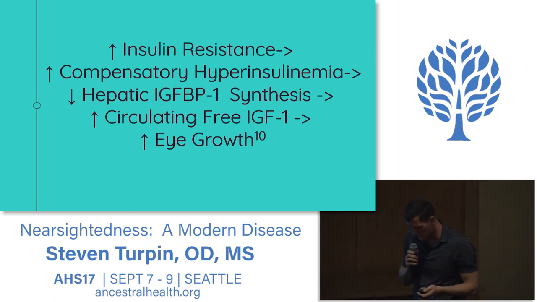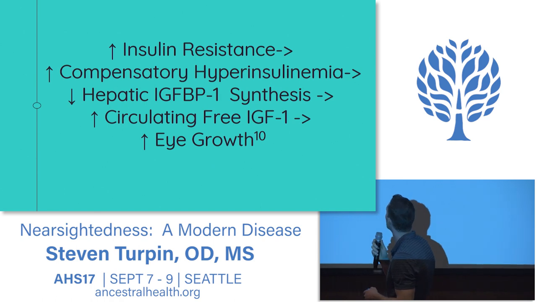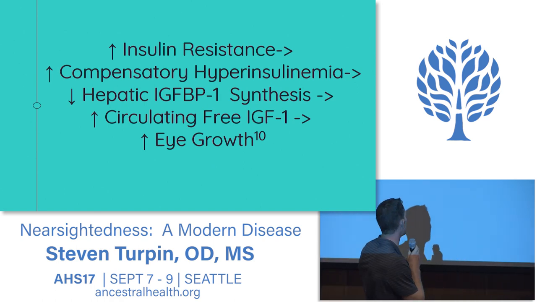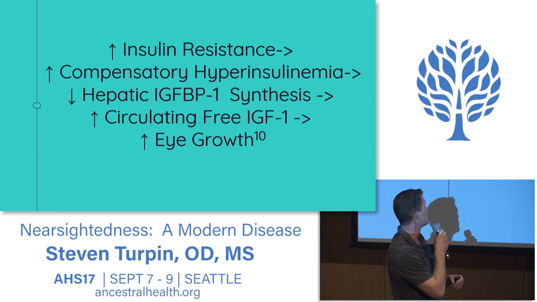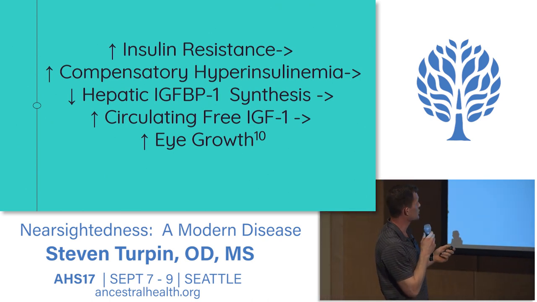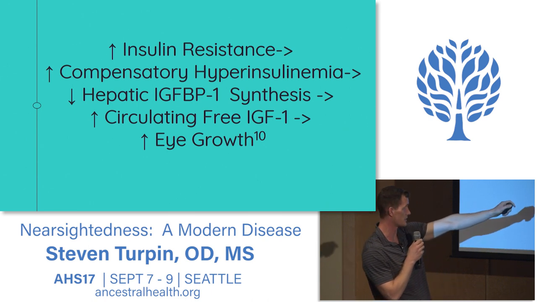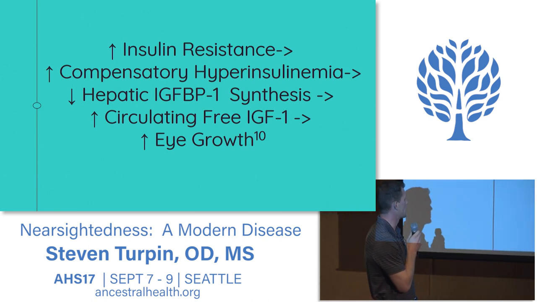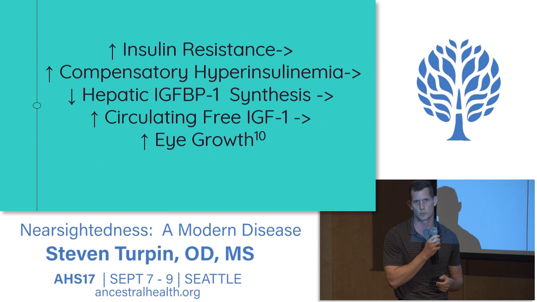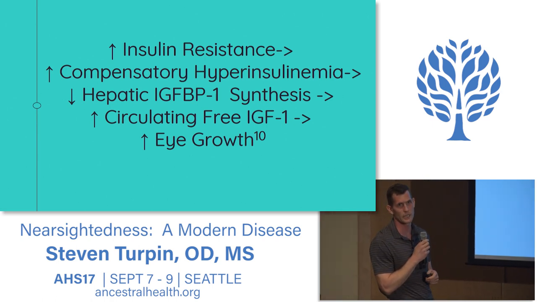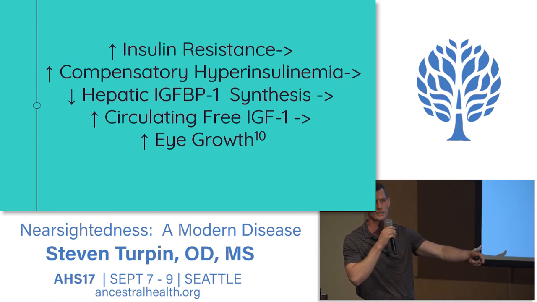A mechanism was proposed by a little known guy back in the early 2000s named Loren Cordain on this issue: with increased consumption of carbs and refined sugars, you get increased insulin resistance. They're not the only ones talking about insulin resistance here. With that, you get a compensatory hyperinsulinemia, and that decreases hepatic insulin-like growth factor binding protein. You get higher circulating insulin-like growth factor, and that increases eye growth.